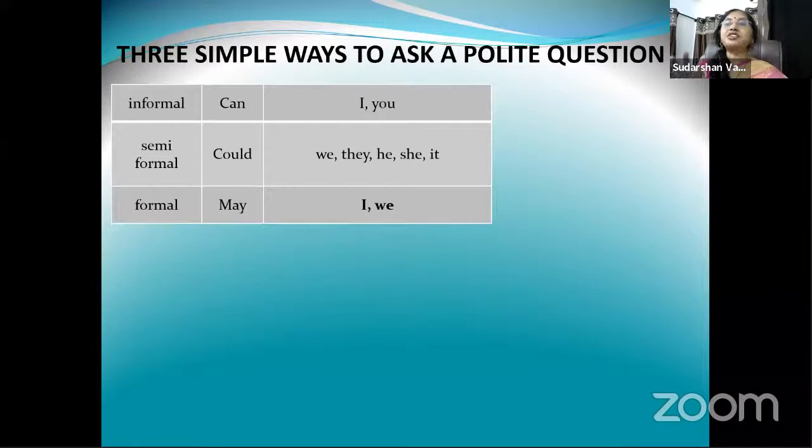May they be showered with all the blessings. Then the minute you use may with the other pronouns, it is not a question. It becomes something else. As I said, these modal auxiliaries are used for various functions. So many functions. Today's lesson is limiting itself to using can, could, and may as questions.